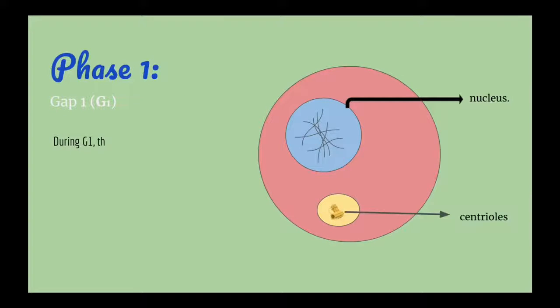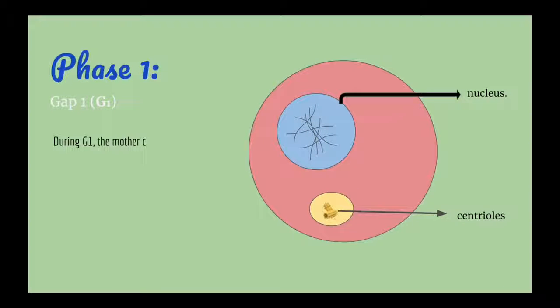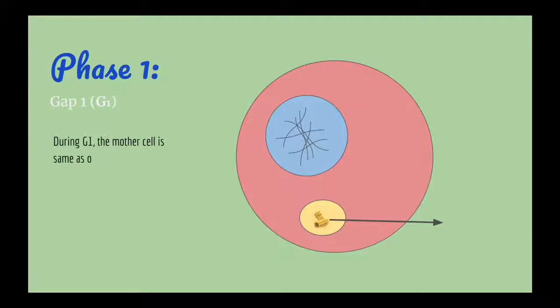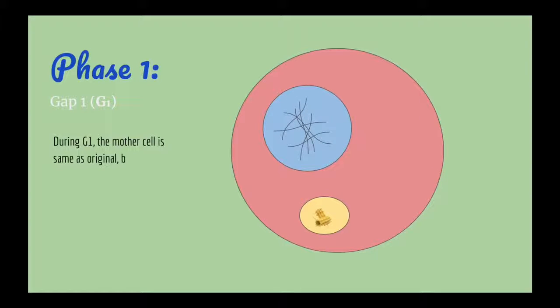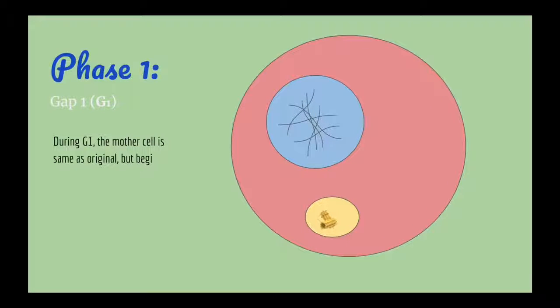Anyways, let's talk about interphase. Interphase is the first of 5 phases of mitosis, the division of the nucleus. In interphase, there are 3 further divisions. There is G1, S, and G2. G1 is the most time-consuming phase of all of interphase.